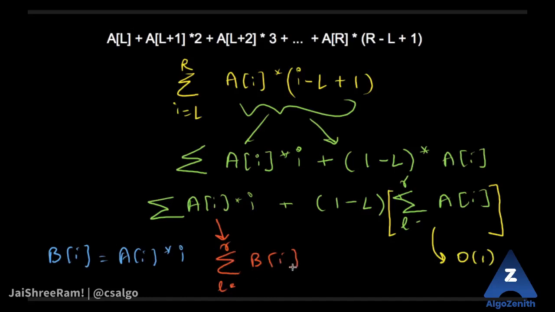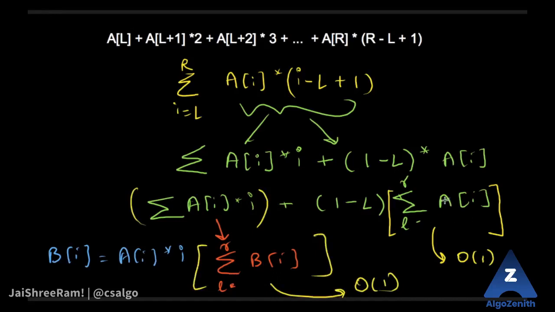And since this is a static array, because a of I is static and I is dependent only on the index, this is also a static array, so we can also find the range sums of this using a prefix sum. So we can get this sum in order 1 using a prefix sum. So we are done with this part and this part.